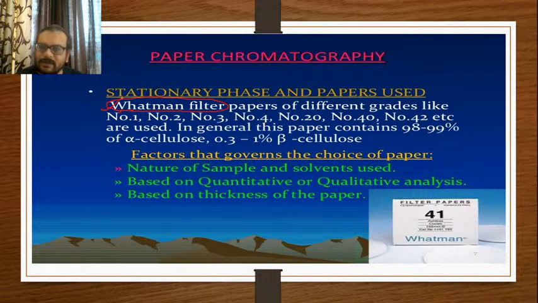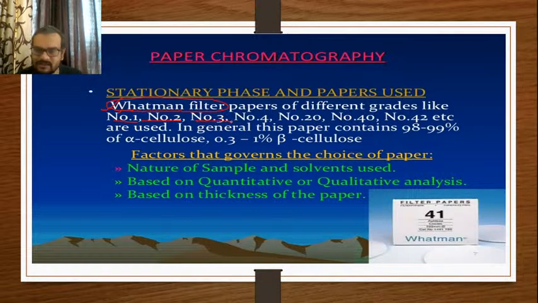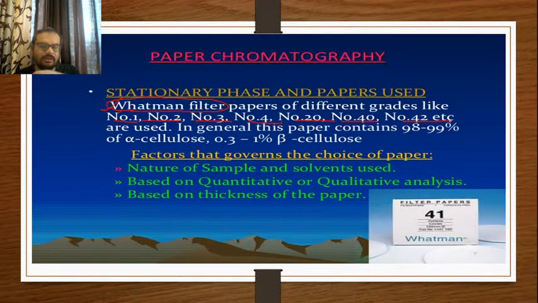You can easily get Whatman filter paper of different grades depending upon the pore sizes, like number 1, number 2, number 3 finest sizes, number 4, number 20, number 40, number 42. Depending upon the pore sizes, these have various numbers or different grades of Whatman filter paper. This is also dependent upon the solute which you are going to choose or separate out.